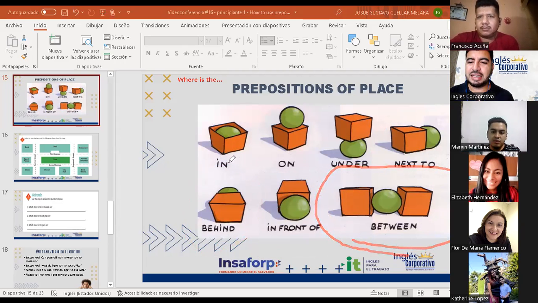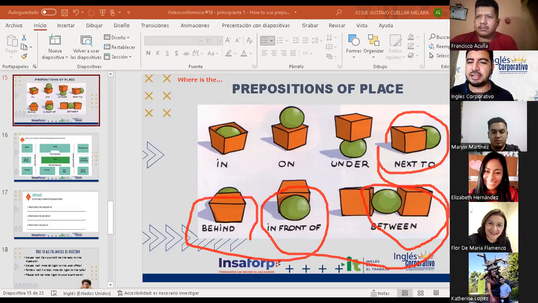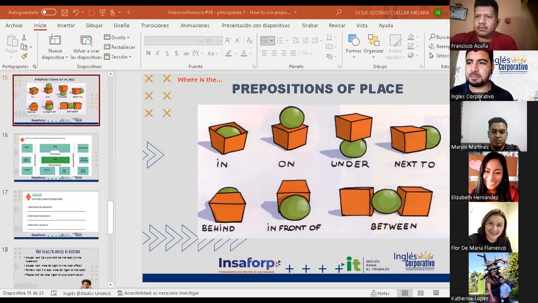La que no van a utilizar es in. Esta no la vamos a utilizar ahorita. O esta, under. On porque es para las calles. On street or avenue. ¿Ok? Así que podría ser principalmente next to, between, in front, behind. Estas son las que vamos a estar utilizando.